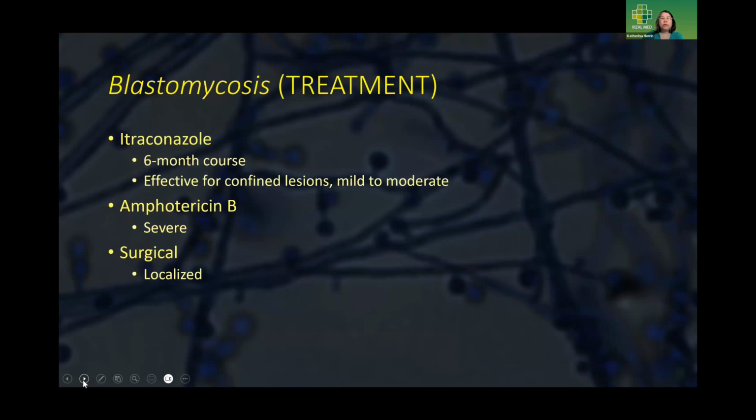In patients with localized lesions, a 6-month course of itraconazole is effective. Severe cases of blastomycosis are treated with amphotericin B.